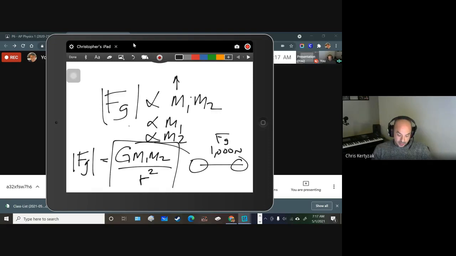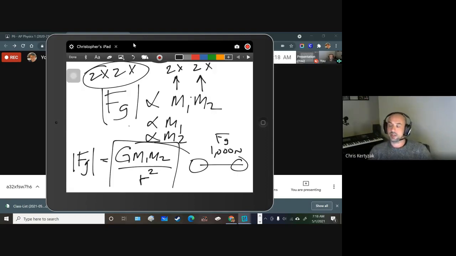Well, if M1 is going up times 2, that alone should double my gravity force. Oh, M2 doubled also. That alone should double my gravity force. So what are we talking here? We're talking about a factor of 4, right? 4 times more, since both double up. What if only just one of them doubled its mass? Well, then the gravity force would double. All right, I don't think I'm going to say much more about that.